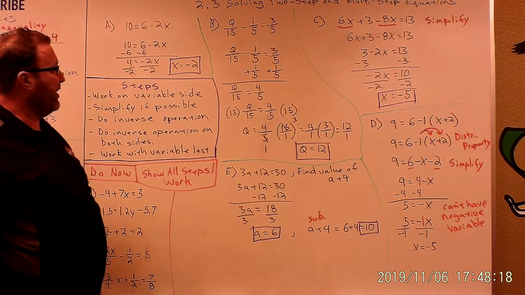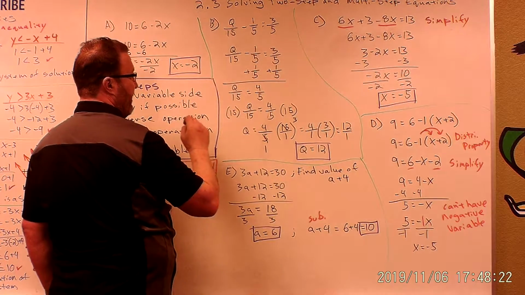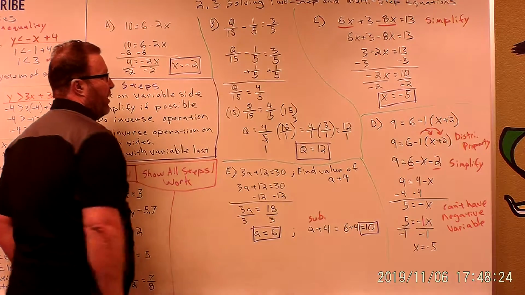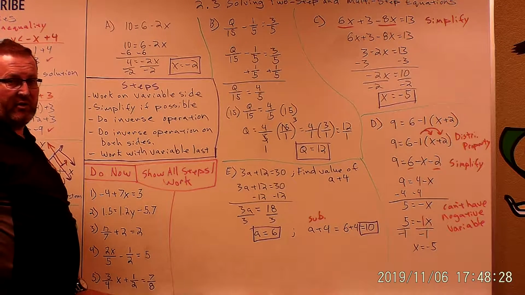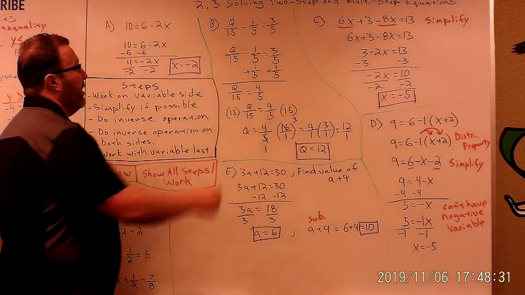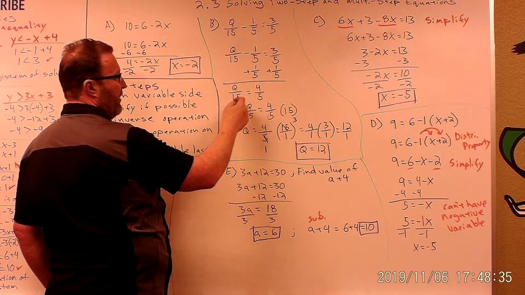Okay, now we have fractions. We have q over 15 minus 1/5 equals 3/5. We're lucky here. These denominators are the same, so we're not having to change to common denominators. So q over 15 minus 1/5 equals 3/5.